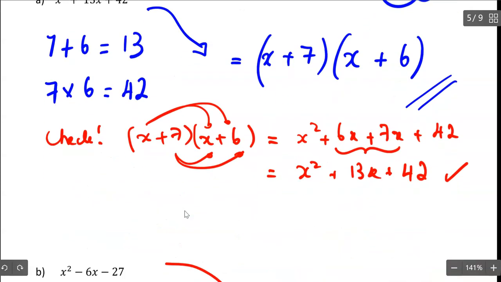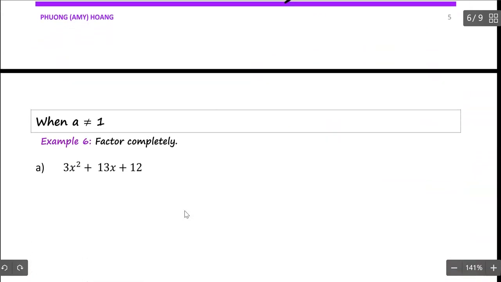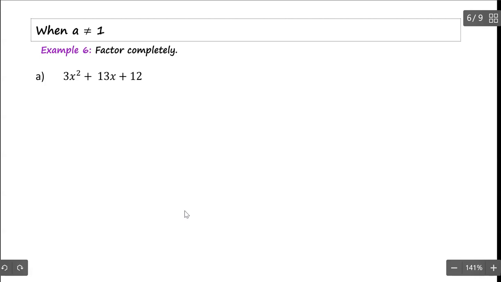Alright. Now we are going to move on to the next example where A is not equal to 1. Alright. So I left this blank, so I'm going to write it in for everyone. It's the same thing. The factors of these trinomials will be the product of two binomials.